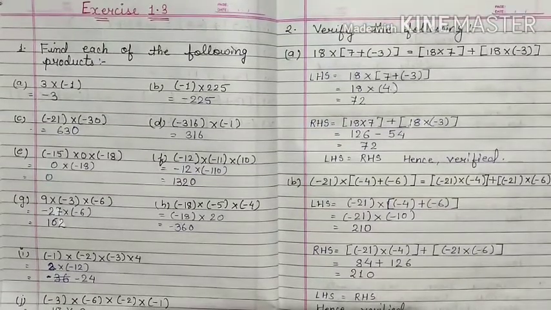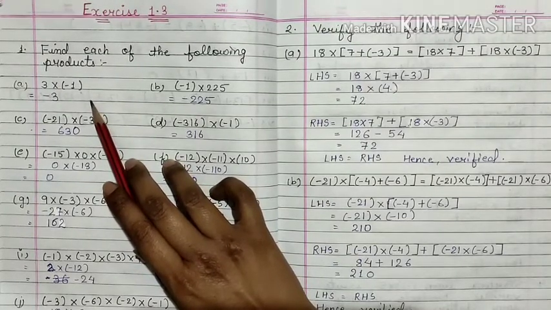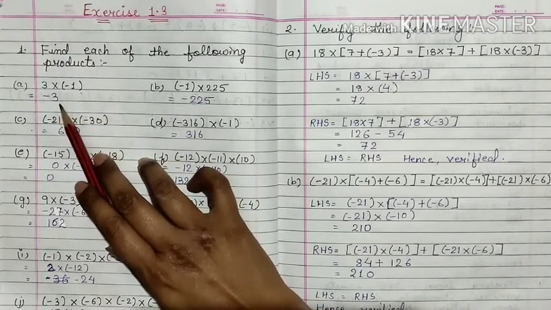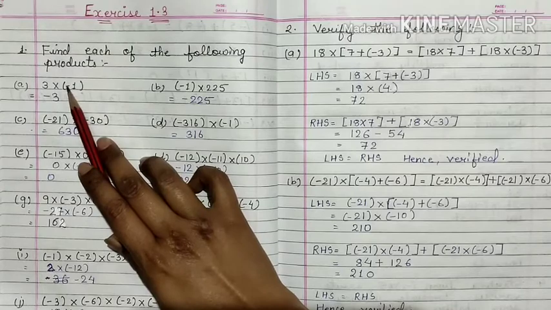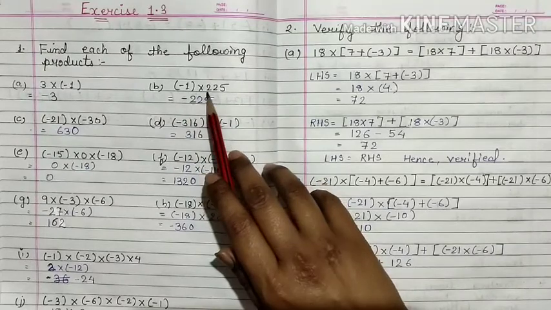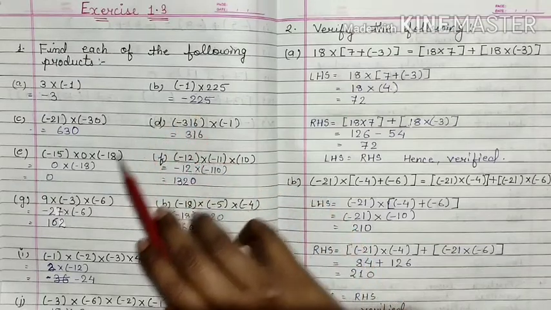Hello everyone. In this video, we will discuss class 7 chapter 1 exercise 1.3. In the first question, we have to find the product, which means we have to multiply. (a) 3 into minus 1 equals 3, and the sign will be negative because minus is 1 and 1 is odd. (b) Minus 1 into 225 is 225, and the sign will be minus.